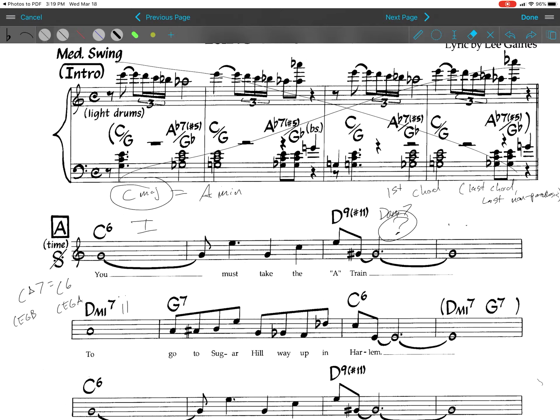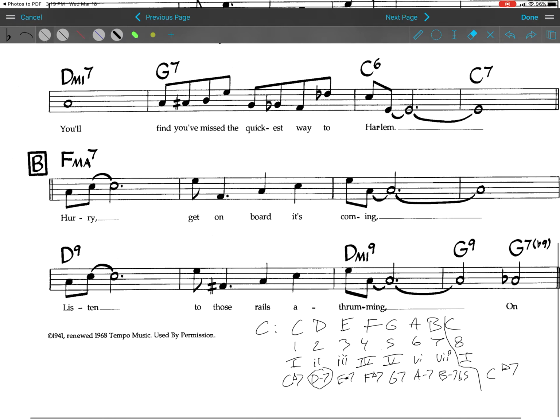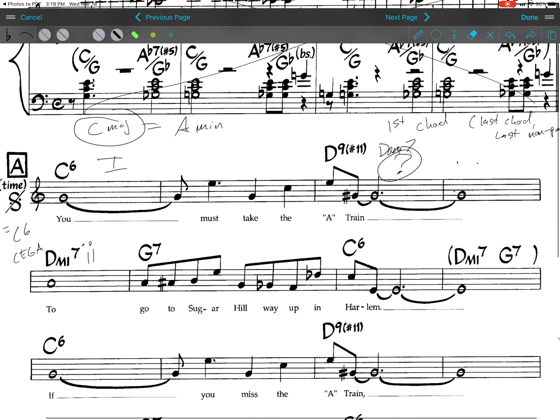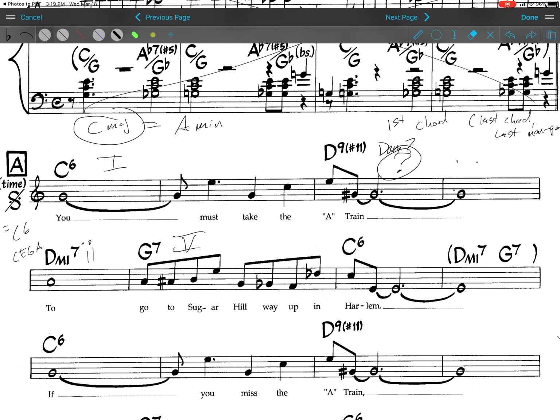Skip down here. D minor 7, great. That's exactly what we want. G7. Let's check that really quick. G7 is in fact the 5 chord. Great. So we're going to put our 5 chord there. And then we have our 1 chord again with another really quick 2, 5.